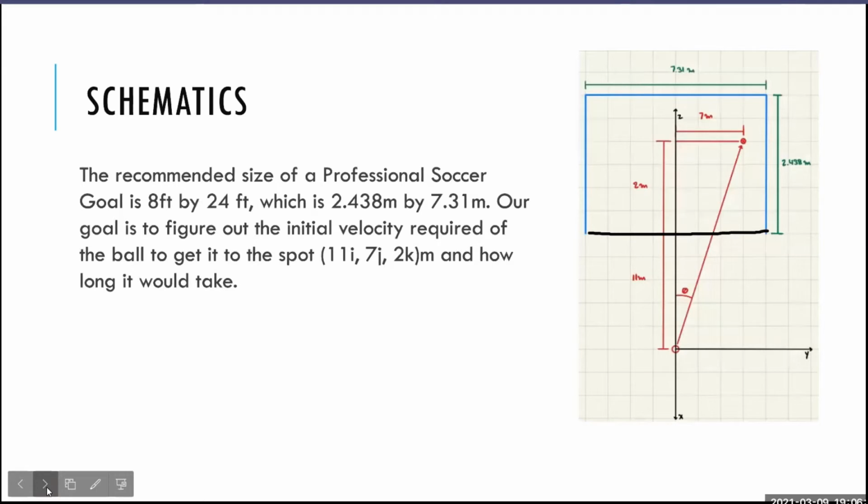So for the schematic, what we drew is kind of a neat little, we tried to make it 3D, but essentially you can see the X, Y, and Z axis, the theta, which is the angle, and then he's trying to aim it for that spot on the goal. And we use the average recommended size for professional soccer goal. That's how we got that size.